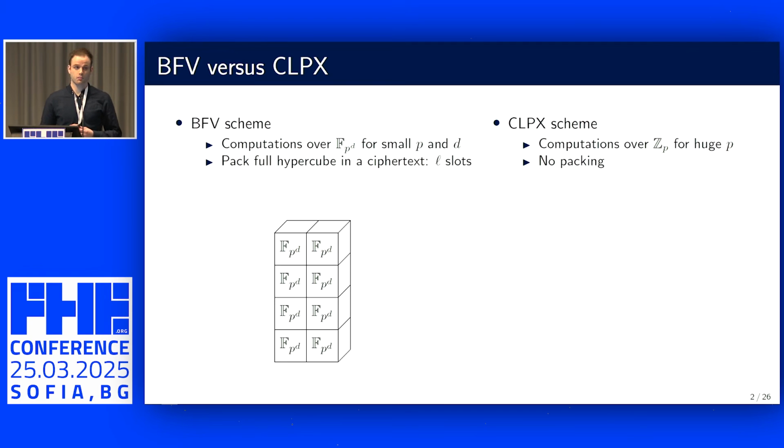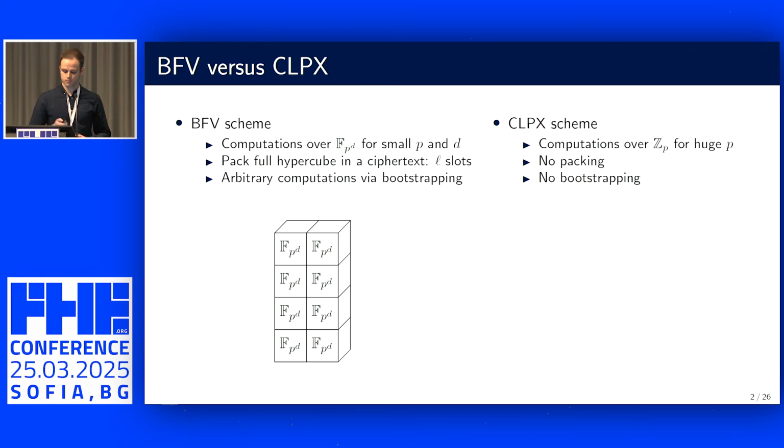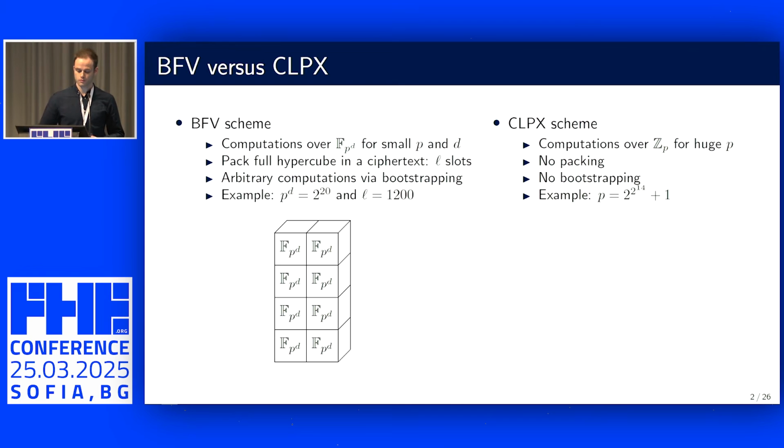Another difference is that the BFV scheme allows us to pack multiple of these finite field elements into a ciphertext. Throughout the presentation, I will visualize this with these kind of hypercube structures. So in this toy example, we would be able to pack 8 finite field elements. Moreover, the BFV scheme allows us to do arbitrary computations that can be interpolated over a finite field via the so-called bootstrapping operation. In CLPX, no efficient bootstrapping is known.